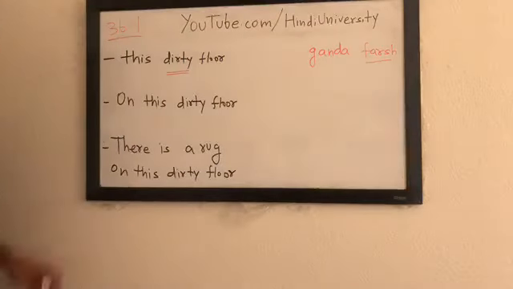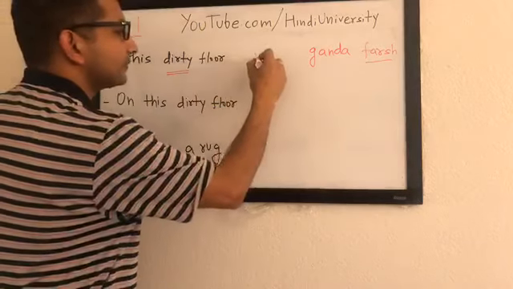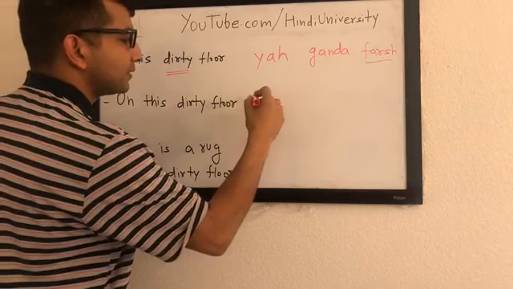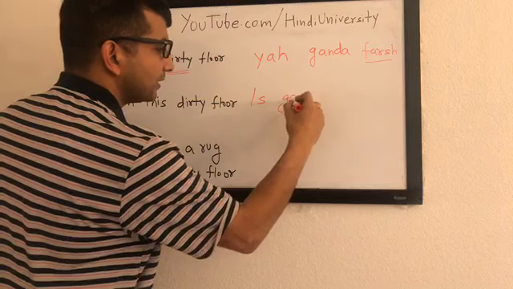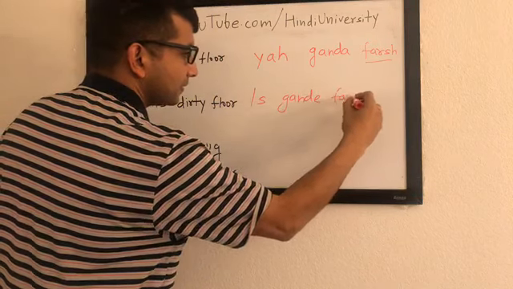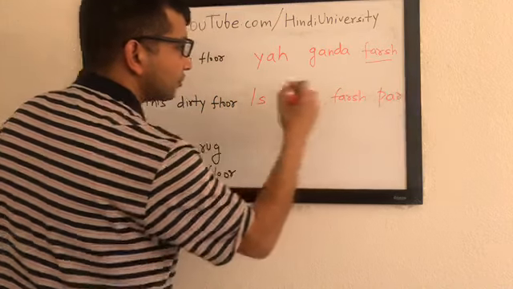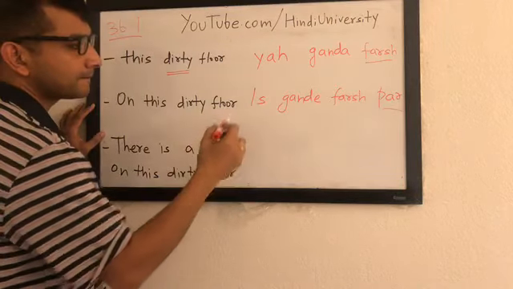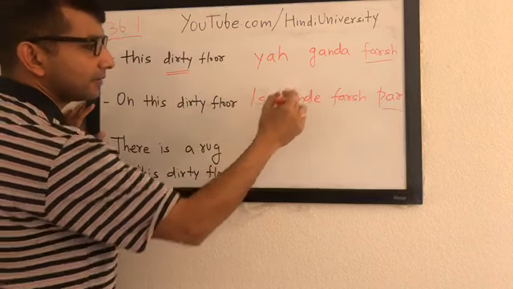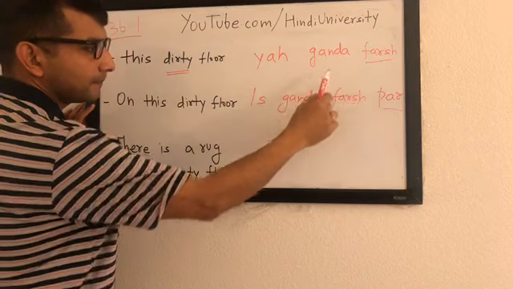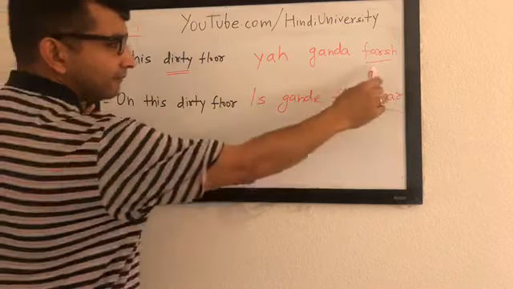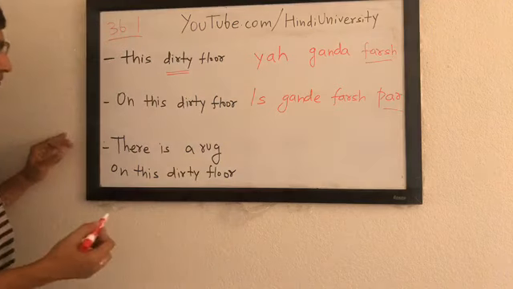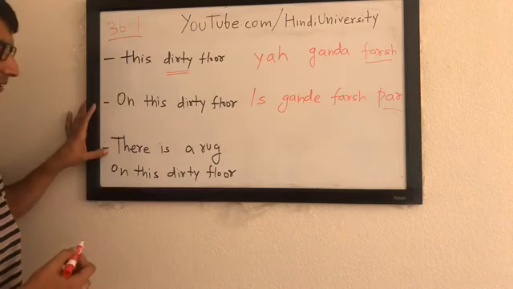Okay, keep going. Ganda farsh, and then this. Yeh ganda farsh. On this dirty floor: is gande farsh par. So help me here. What has happened? Because there's a postposition, I converted yeh to is. Because it's masculine and singular, ganda becomes gande. What about farsh? No change. Okay, awesome. Next one. There is a rug on this dirty floor.